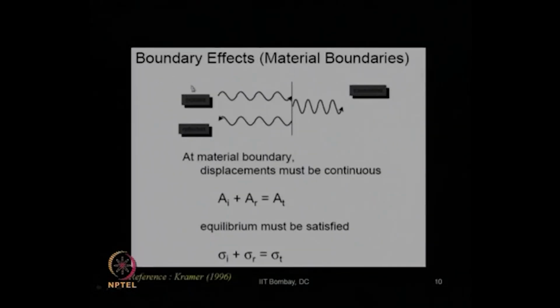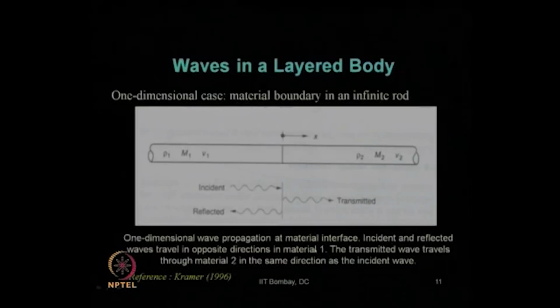Then we have seen the boundary effect, that is material boundary, when there is a layered body, how this incident wave, then transmitted wave and reflected wave, they are related to each other through this example. That is, for one dimensional case, when wave is travelling in this one dimension in a layered body like this, we have seen this is material 1, this is material 2.